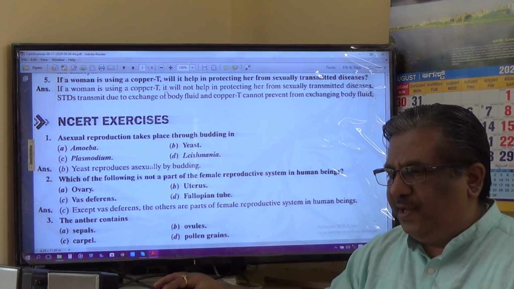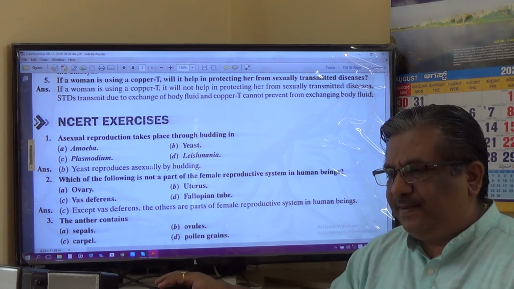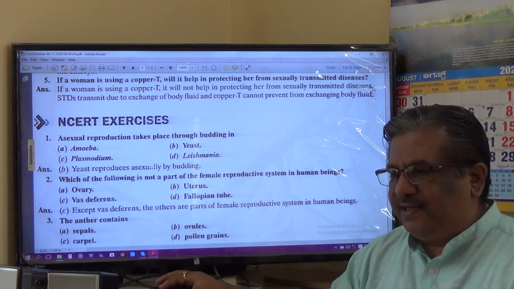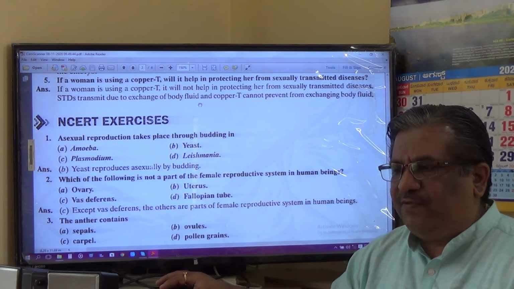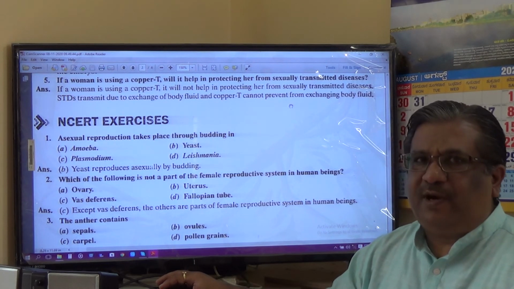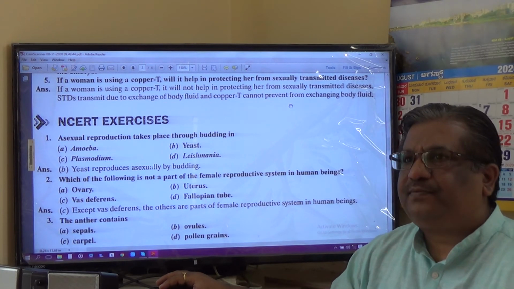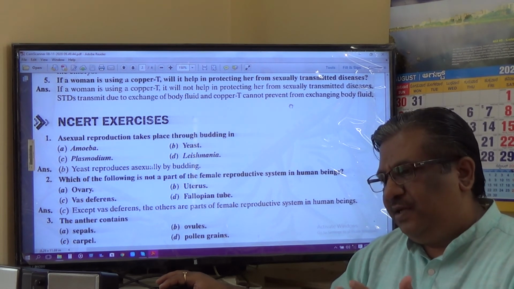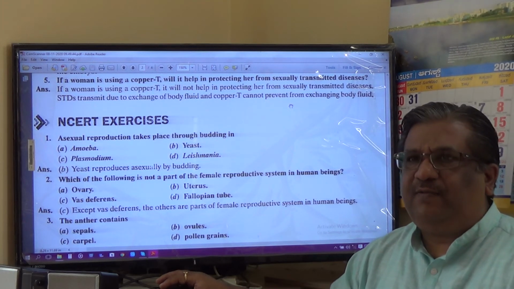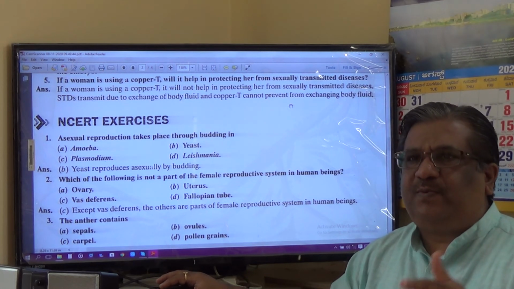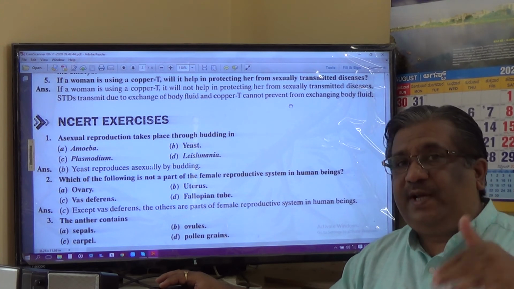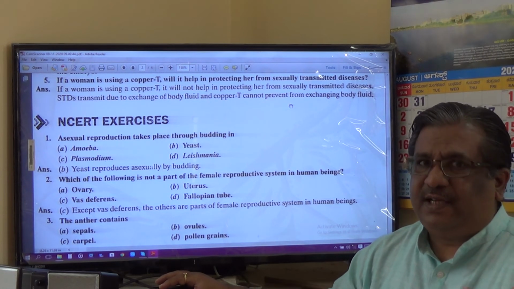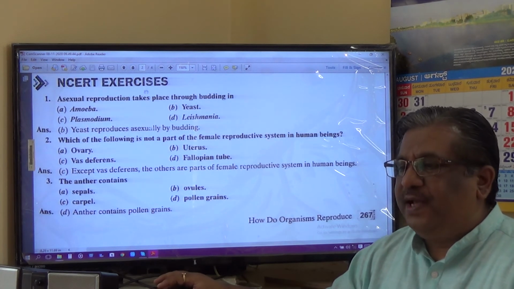So if a woman is using copper T, will it help in protecting her from sexually transmitted diseases? See, if a woman is using copper T, it will not help in protecting her from sexually transmitted diseases. STDs transmit due to exchange of body fluid, and copper T cannot prevent the exchange of body fluid. One important thing here is that there shouldn't be a contact between the body fluids. In that case, the copper T is placed inside the uterus, and therefore there could be a contact between the body fluids of the male and female. Hence, copper T would not be able to prevent. So, what is it that prevents? As I said, according to your textbook, condom usage will be able to prevent sexually transmitted diseases to a larger extent. Please remember that.